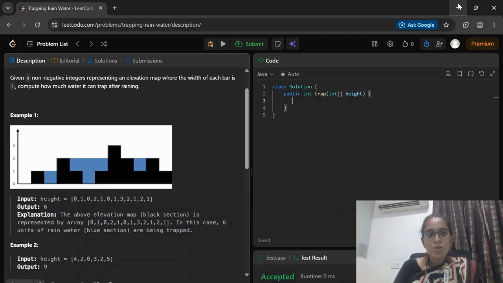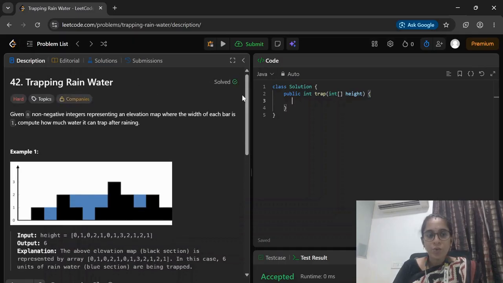Today the lecture topic is on solving LeetCode problem 42. It is the trapping rainwater problem. How to solve this problem? It is a hard one. How to solve this problem?